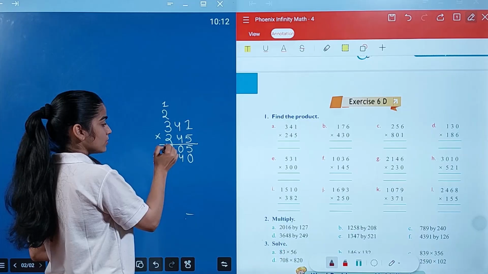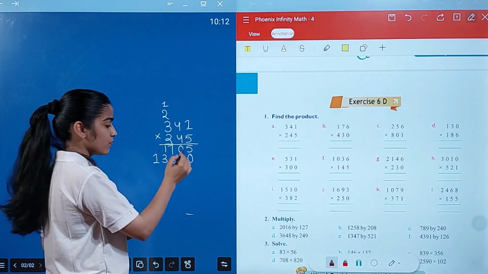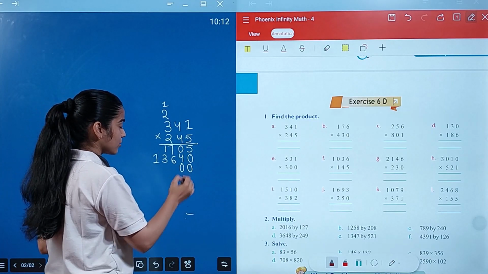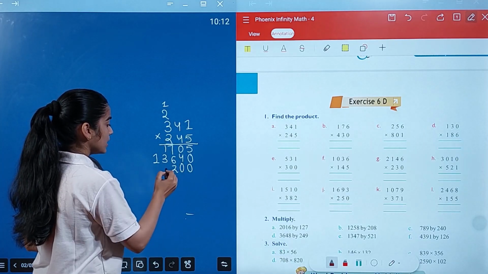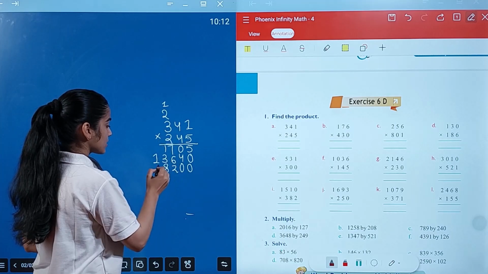Then we move forward to the next number. So how many zeros we have to add? Well done. Two zeros I have to write here. Now 2 ones are 2. 2 fours are 8. 2 threes are 6.